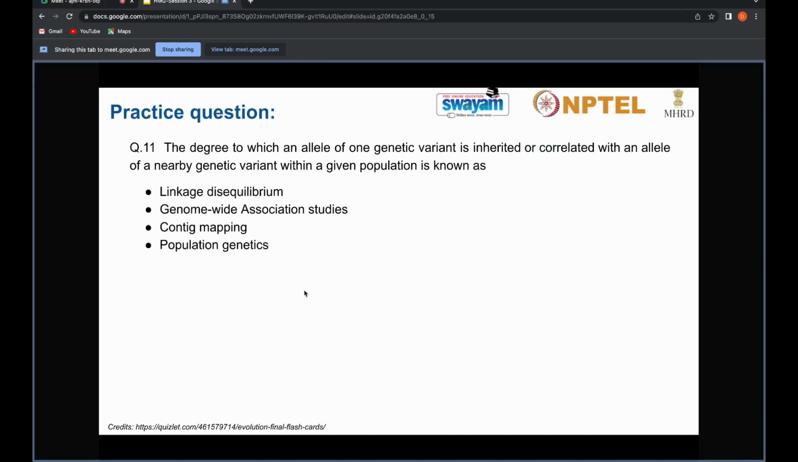Now let's move to another question, which says the degree to which an allele of one genetic variant is inherited or correlated with an allele of a nearby genetic variant within a given population is known as. So now you have to tell what. Option A. Okay, so the correct answer will be option A, that is linkage disequilibrium.